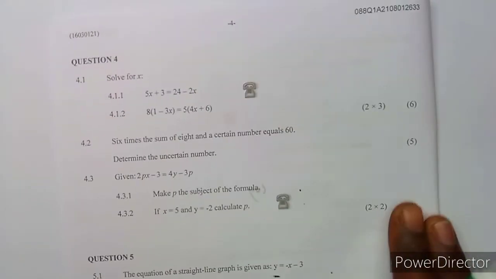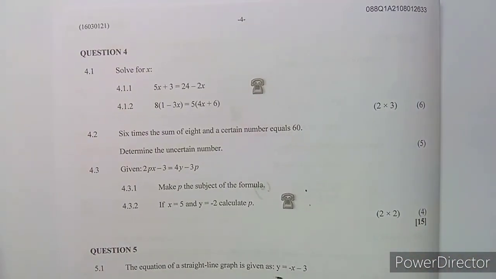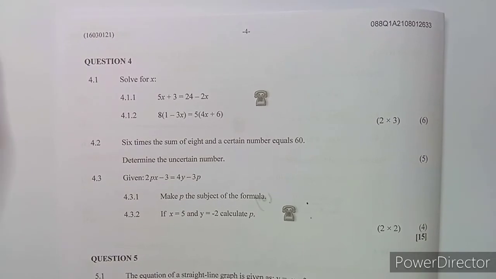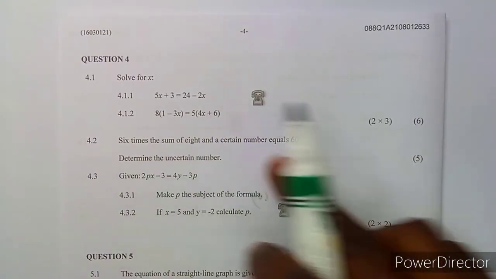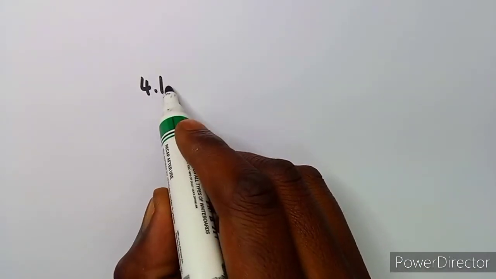All right, on number 4, we are now given an equation to solve. So you start by looking at the equation. What type of equation am I given? This is a linear equation. When you are referring to a linear equation, you are referring to the one where the highest exponent is 1.